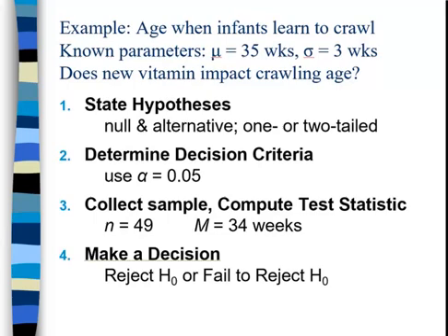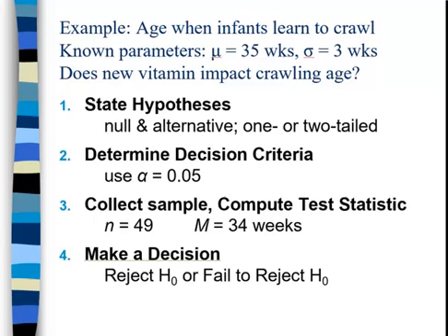In other words, determine whether or not this is a 1 or 2-tailed test, state the null and the alternative hypotheses, determine a decision criteria using an alpha of 0.05. So draw a normal distribution, plot where that is, find the z-score at an alpha of 0.05 in your unit normal table. Then I want you to go ahead and run this statistic.